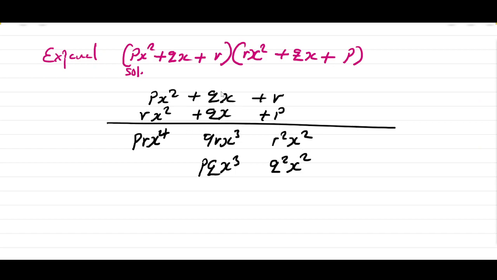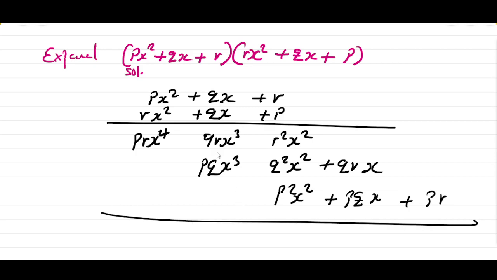Then q goes with r to get qr, then we'll have an x here. After q has done its job, p remains to go. So when p goes, we'll get a p squared x squared here. And when p goes with q, we'll get pqx. And when p goes with r, we get pr.